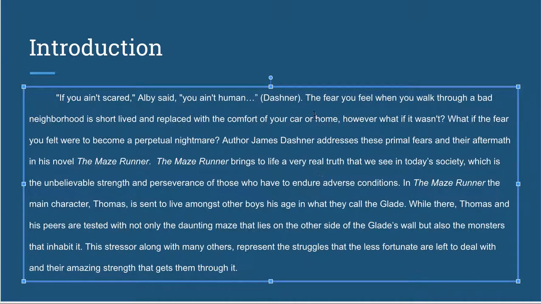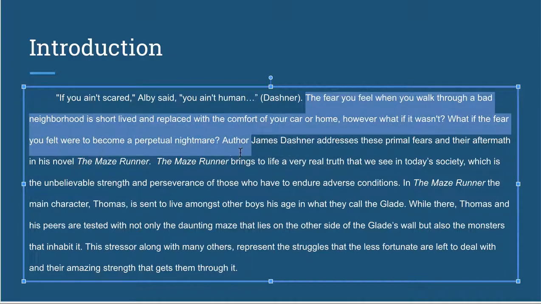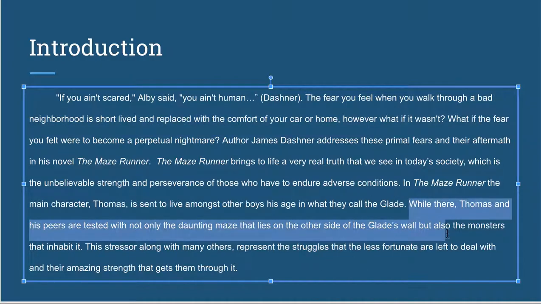Okay, so this author did a very good job of starting broad and getting specific, right? This author started with the fear you feel when you walk through the bad neighborhood, right? So already they're connecting to the reader, and then they're working into the Maze Runner, the specifics from the Maze Runner. So this is great. They've got that funnel going on, start broad, get narrow, and have your thesis at the bottom. But there are certainly some things that we can fix.